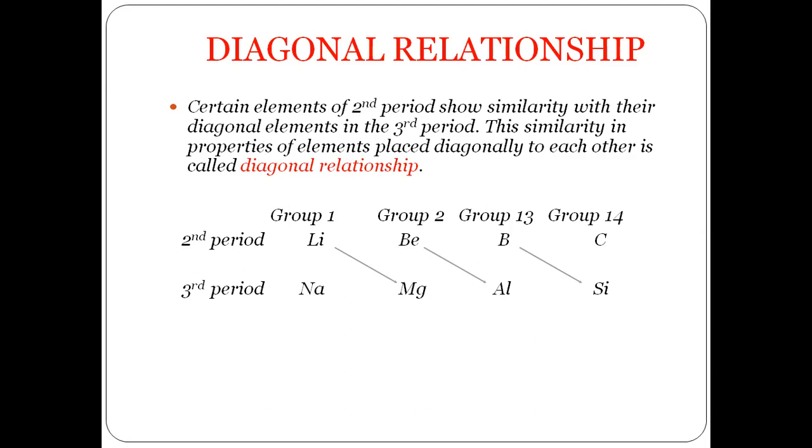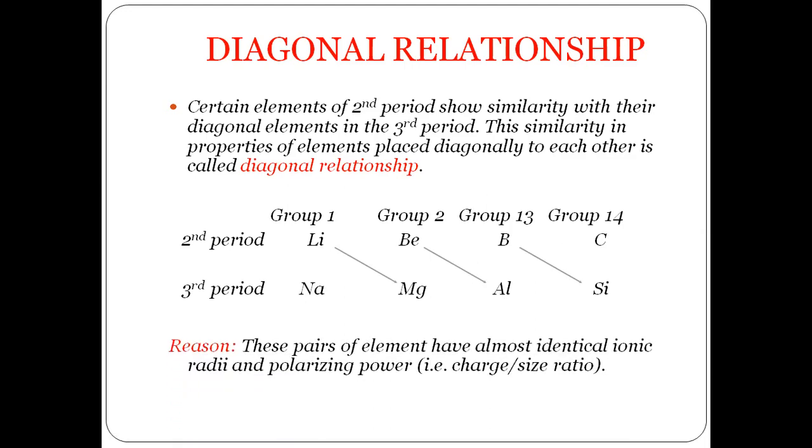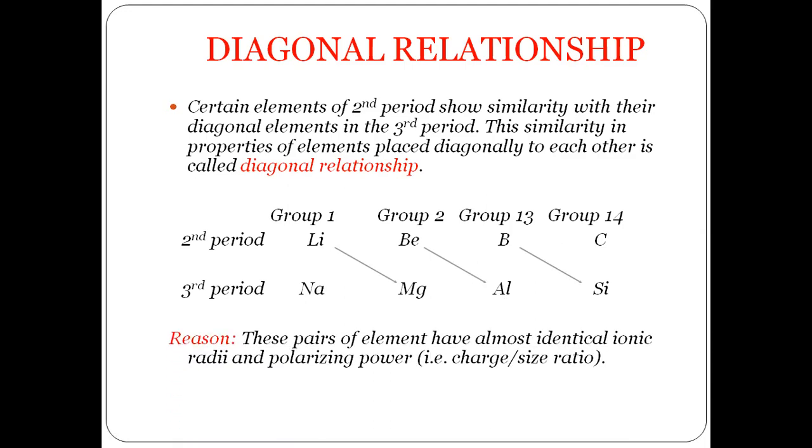Now the question is why it happens. The reason for it was found out to be their identical ionic radii. The ionic radii of these elements are nearly the same, because of which the other properties related to radii tend to become the same, and their polarizing power, that is charge to size ratio, is very much similar. Because of this, their chemical properties and physical properties tend to remain very, very similar. So that is what we call diagonal relationship.